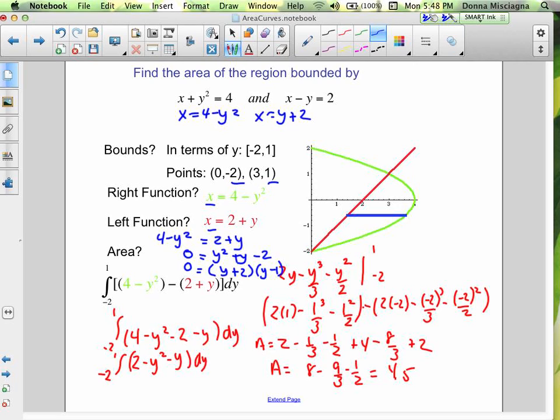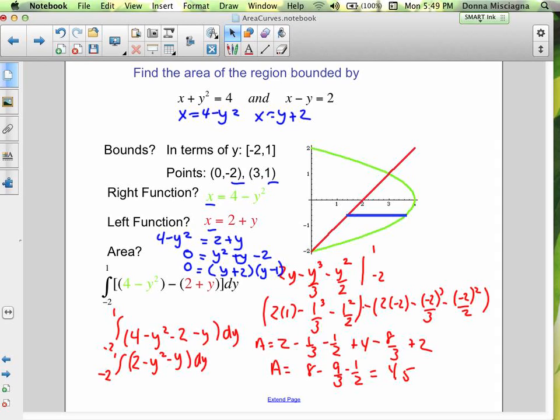Right, as our variables, right, as our limits there. So from negative 2 to 1, we've got the right curve, 4 minus y squared, and then we're subtracting, and I distributed the negative so I don't have to worry about it later, minus 2 and minus y dy. We can combine that 4 and minus 2 to make it 2 minus y squared minus y, although it's perfectly fine to integrate them both separately and then combine afterwards. So we have 2 minus y squared minus y dy.